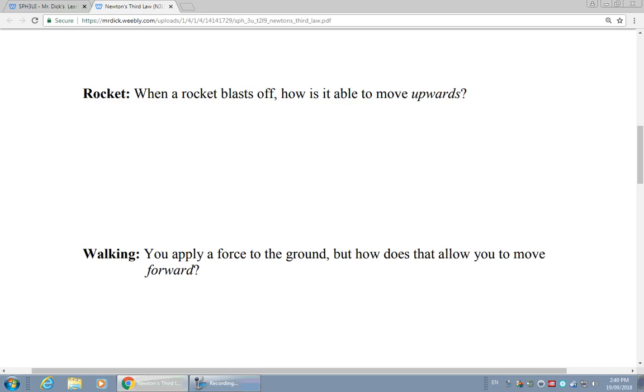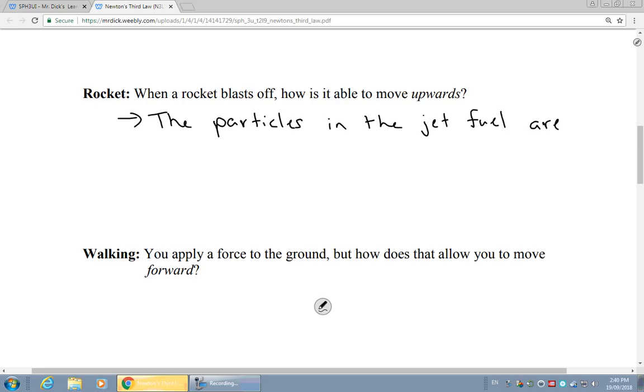So how is it that those rocket boosters could actually do that? How do they propel something forwards? Or in this case, how does it propel the rocket upwards? And so we can actually do this even without talking about the ground whatsoever. Because remember, there are actual particles of fuel being expelled out the back of these rocket boosters. So let's mention that. The particles in the jet fuel are shot downwards in this case.